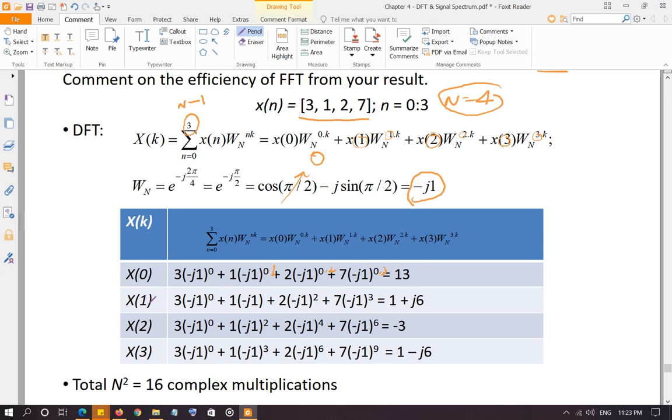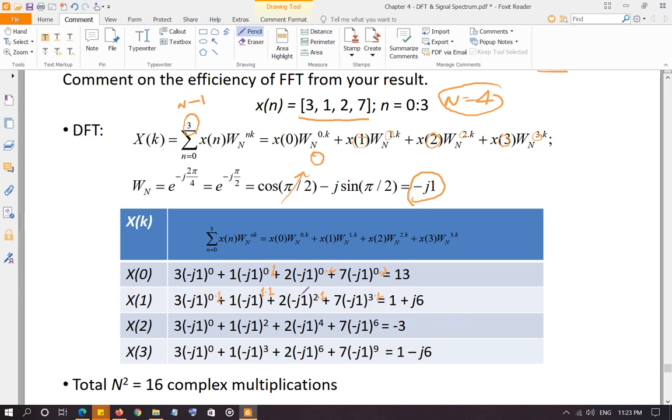In the second one, X of 1, k is equal to 1. So you're going to go n, k: 0 times 1, then n is 1, k is 1, n is 2, k is 1, and n is 3, k is 1.